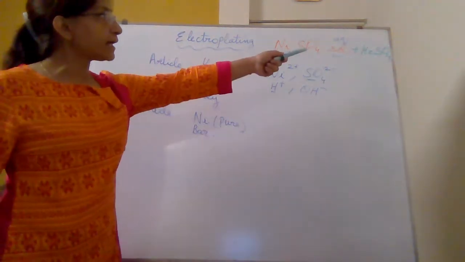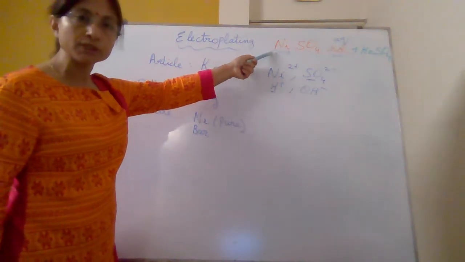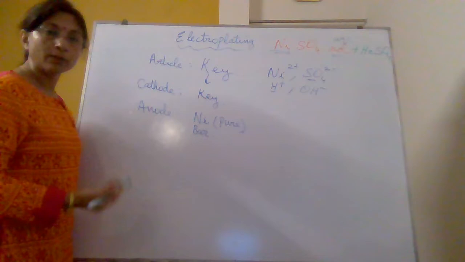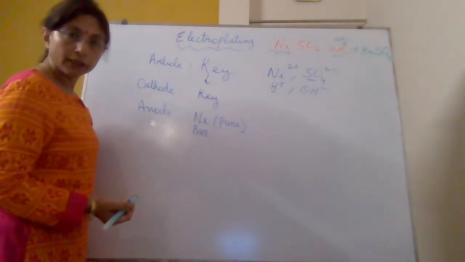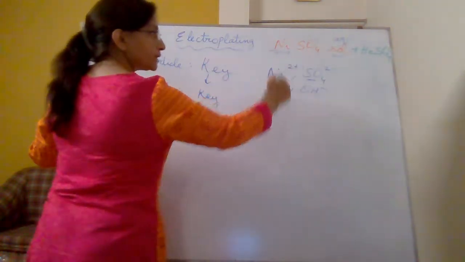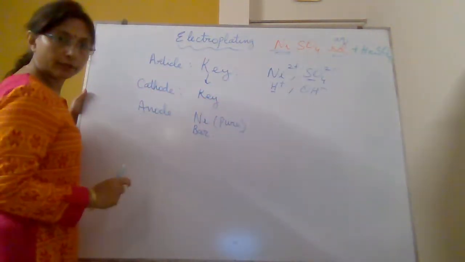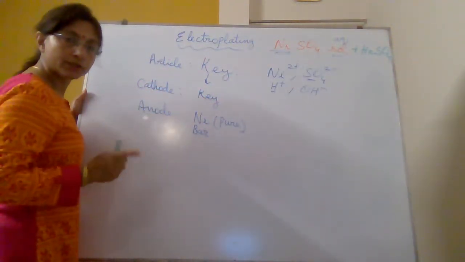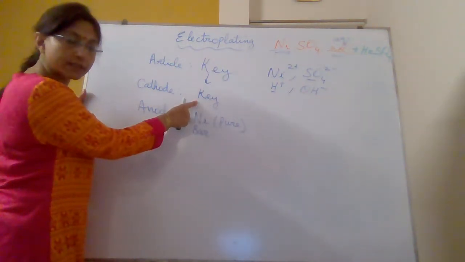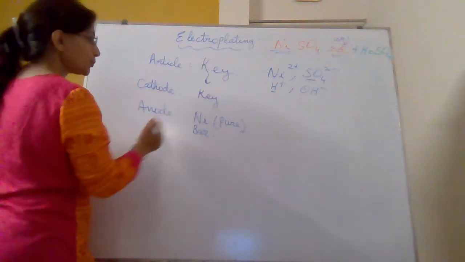We are adding dilute sulfuric acid to this solution simply to increase the number of ions that will help us in increasing the conductivity. So out of all these ions, the ion that will migrate, discharge and deposit at the cathode, which in this case is the key, is going to be nickel.